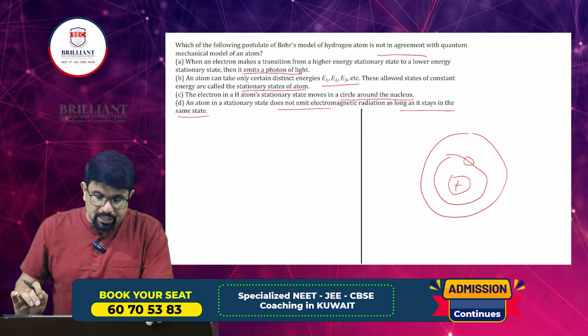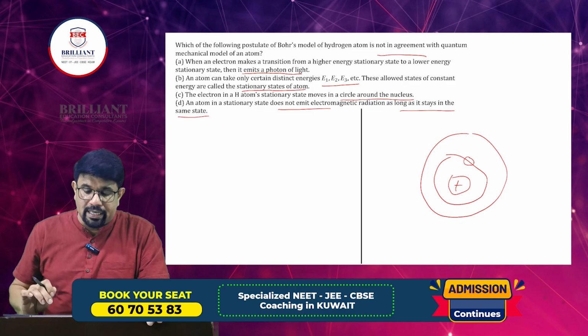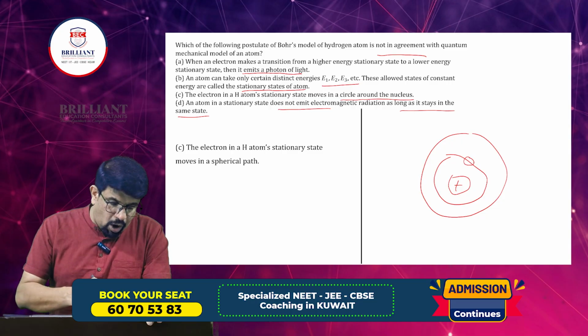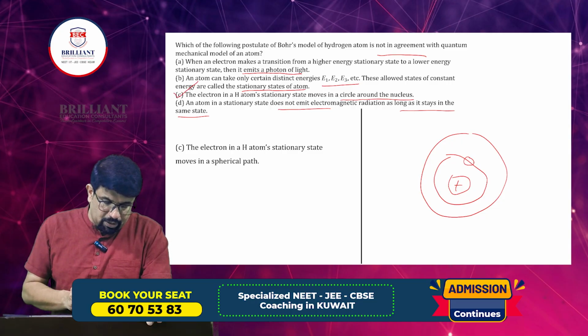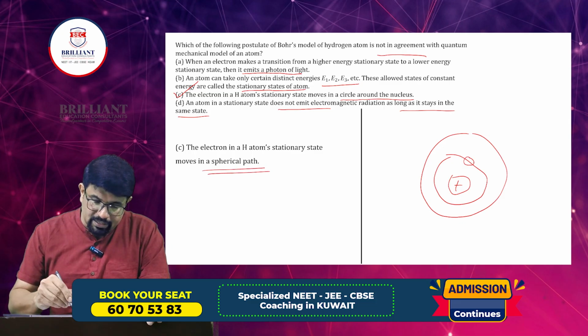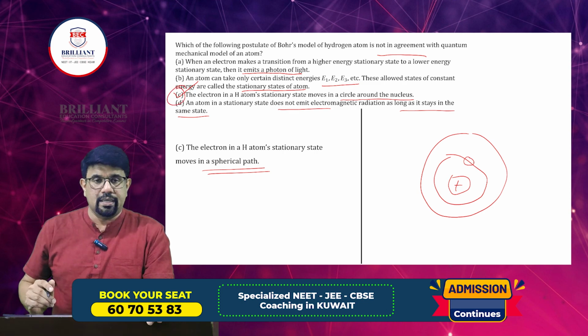Then which statement can we take according to the question? They are asking which of the Bohr postulates of the Bohr model of hydrogen atom is not in agreement with the quantum mechanical model, right? So option C is the correct answer, because for the electron in a hydrogen atom in the stationary state, the electrons move in a spherical path. Here, statement C says a circular path, right? So C is the correct answer.